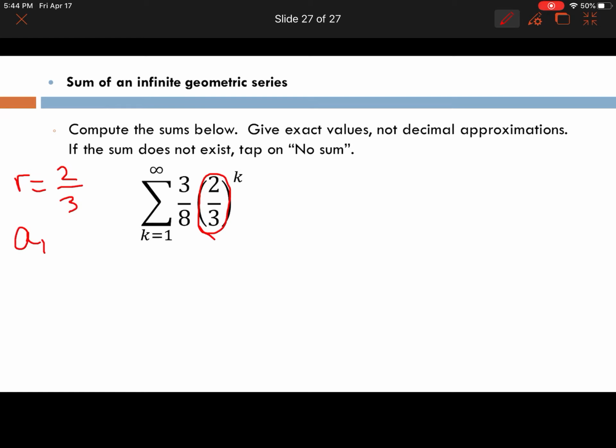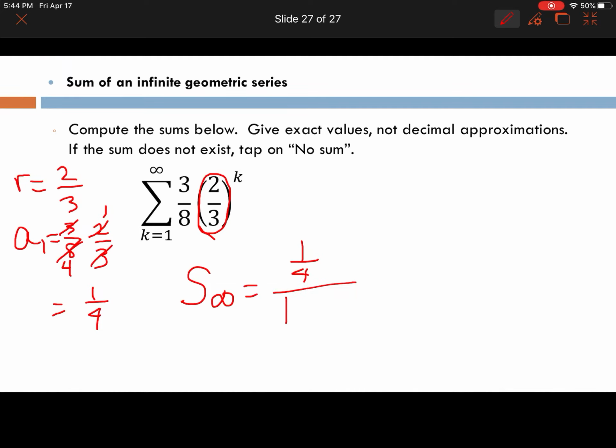And a sub 1 is going to be whatever we get when we plug in 1. So that's going to be 3/8 times 2/3, because this is not a k minus 1. This is just a k. All right, so the 3's will cancel, and the 2 will cancel with the 4, and we're left with 1/4. So does that meet our criteria? Yes, it does.